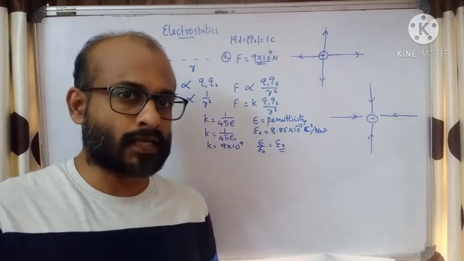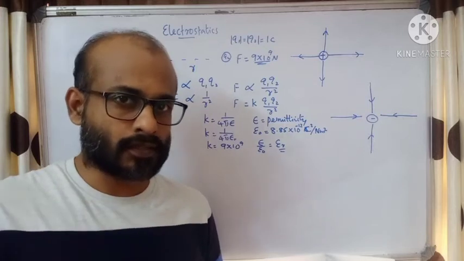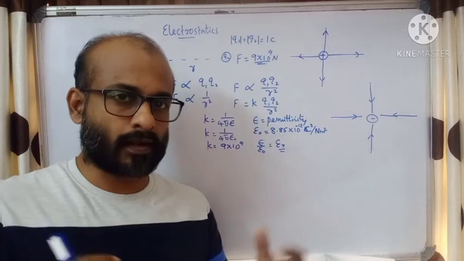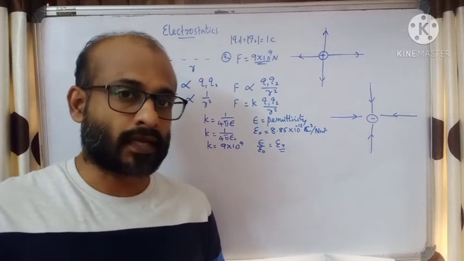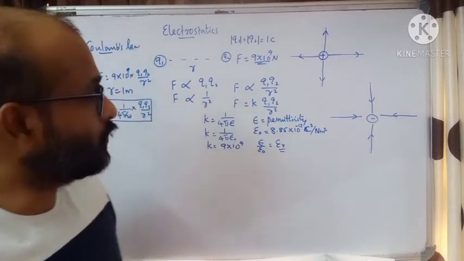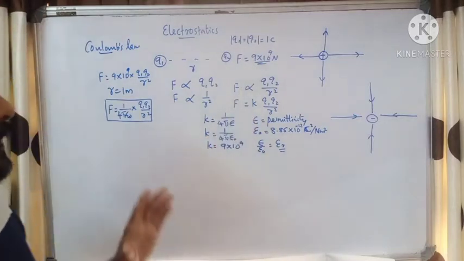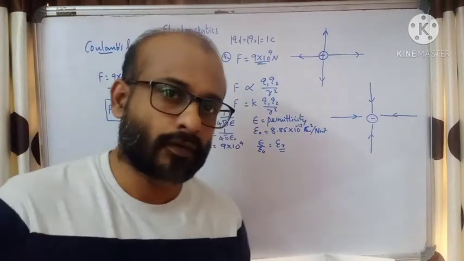So 1 coulomb of charge: when two particles, each carrying that charge, are kept separated by a distance of 1 meter, having the same sign, they will repel with a force of 9 into 10 raised to 9 Newton. In this manner, we can define 1 coulomb of charge.